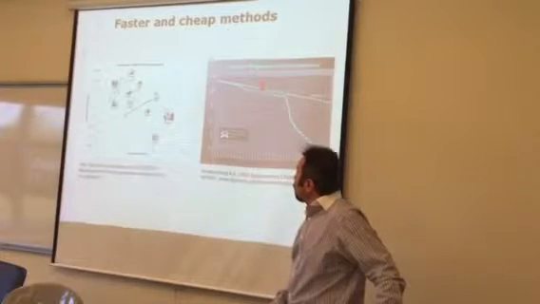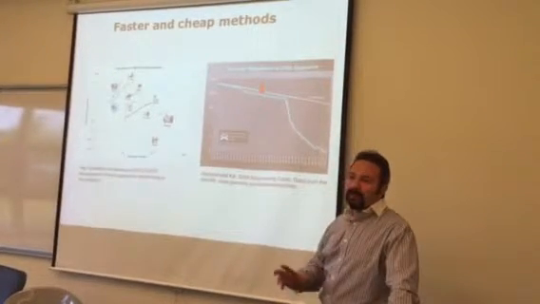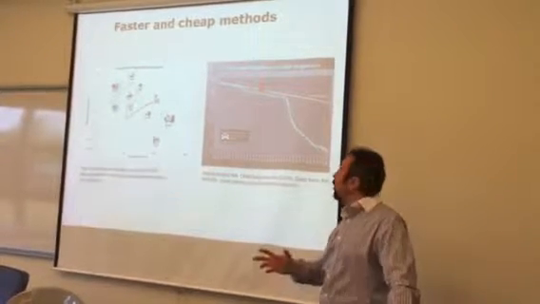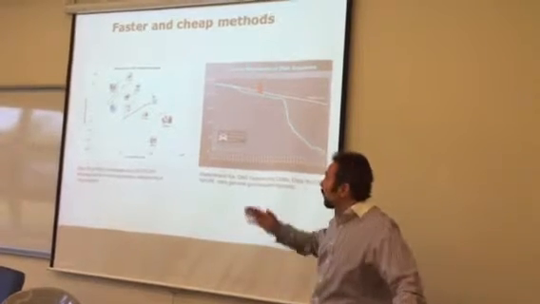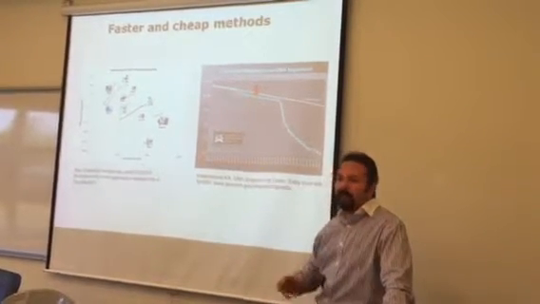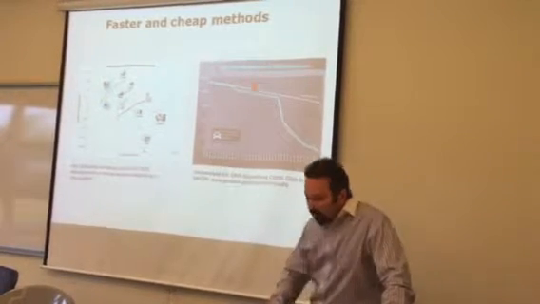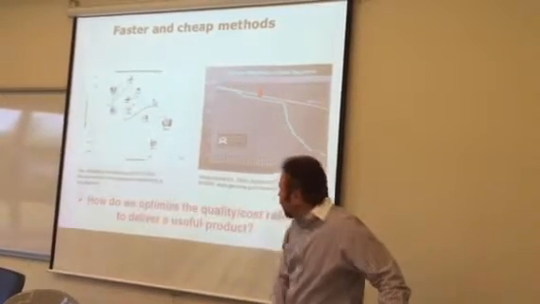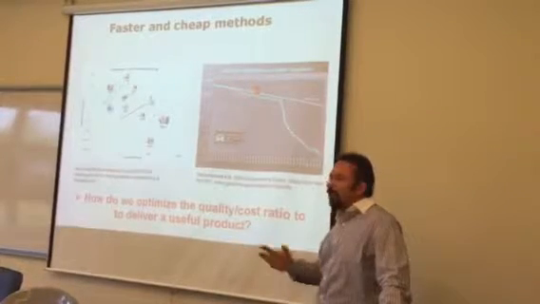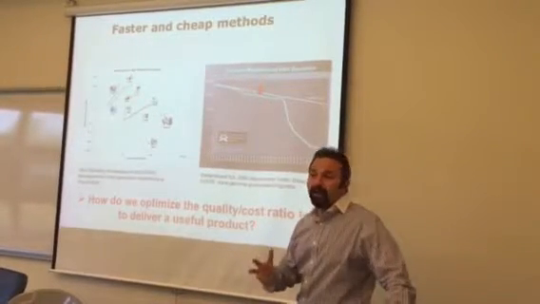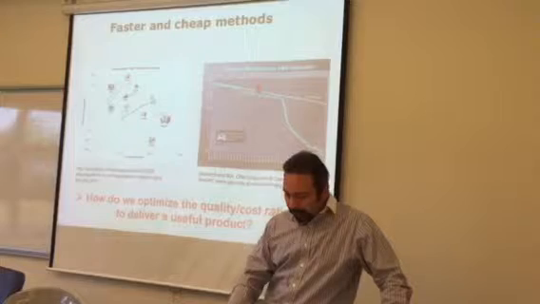But the question that we need to ask is, if we want to have genome sequencing fast or cheap, what kind of methods we need to utilize, because there are a lot of platforms available currently, but the cost is going down. The question that we are asking is how we can optimize the quality and cost ratio so that we can have a good quality of the product.